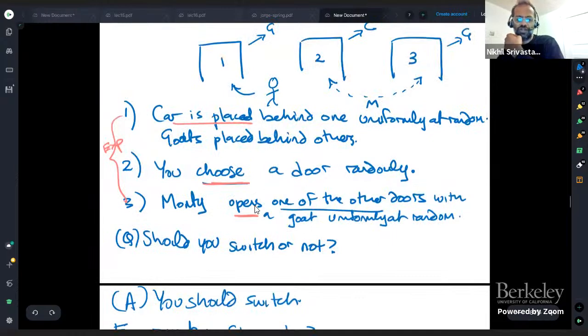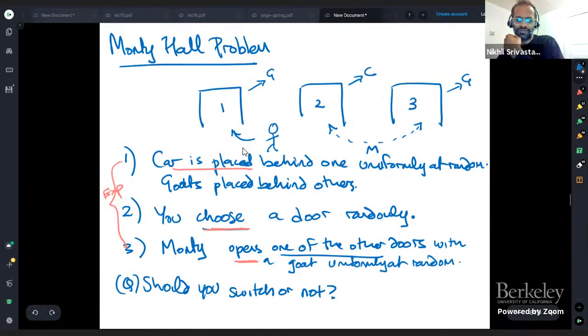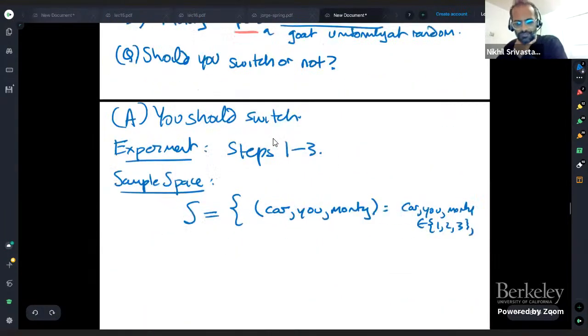And Monty is also not going to open the door that you chose. So there are some constraints on which door Monty chooses. Monty is not equal to the door you chose, and Monty is not equal to the door the car is under.